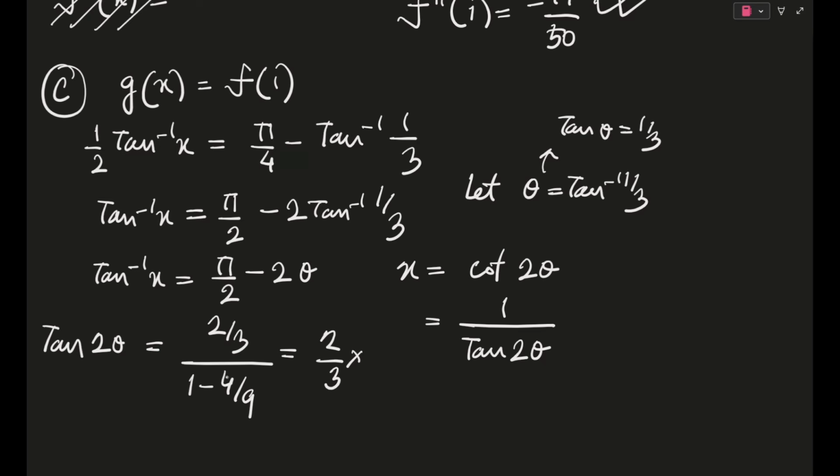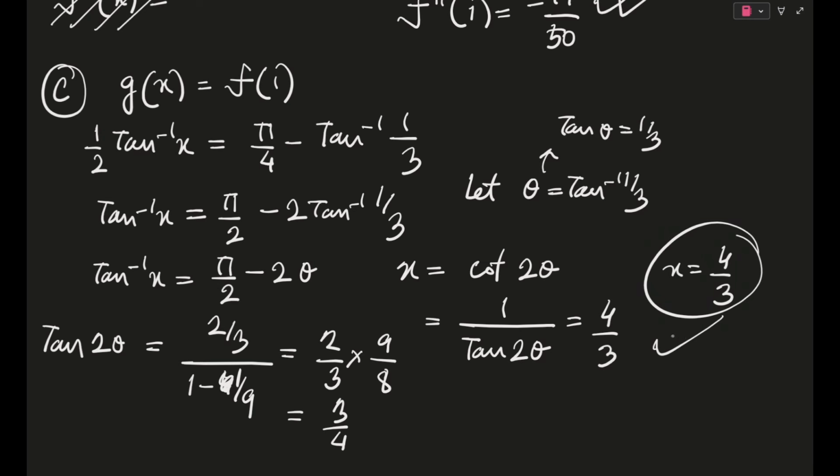Okay, I am sorry, this is not 4 by 9. This is 1 by 9. That's why I was thinking why it is not coming. Anyways, 2 by 3 into 9 by 8. So this thing, 6 by 8, so 3 by 4. That means this will be 4 by 3. So x equal to 4 by 3 will be the solution for this equation, which is also absolutely correct. So C also is correct.